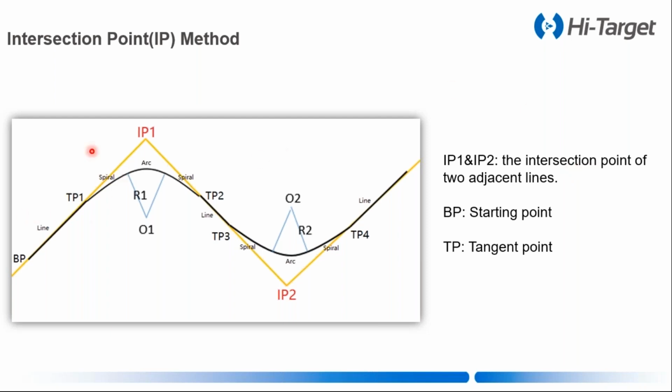You can see this picture is a demo road. There is BP. The BP means the starting point. And you can see the IP, IP1, IP2. The IP means intersection point. Then you can see the TP. TP means the tangent point, which is between the straight line and the spiral curve. Here in this road, we have the straight lines, the spiral curve, and the arc, the circular curve.